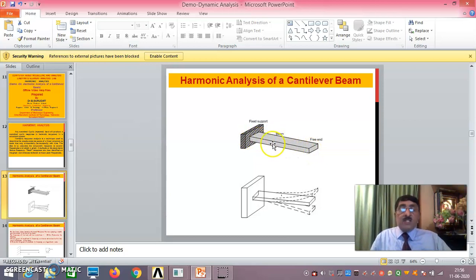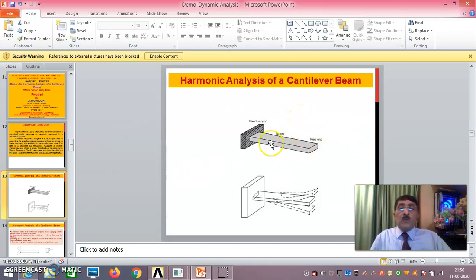Second natural frequency was 51.15 Hertz. Third natural frequency was 143.25 Hertz. In that way, we had calculated theoretically. Now the same has to be proved using harmonic analysis. We have a method here.